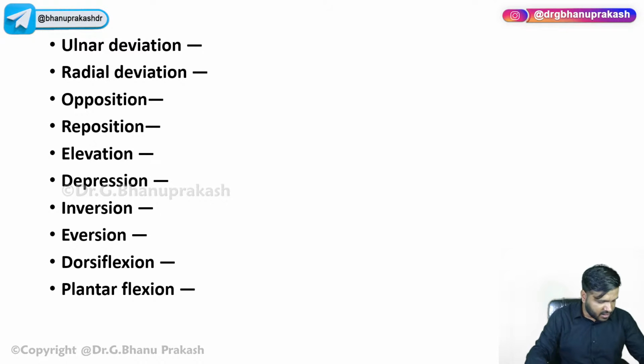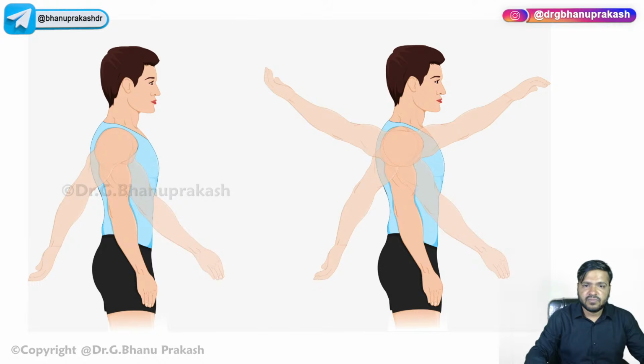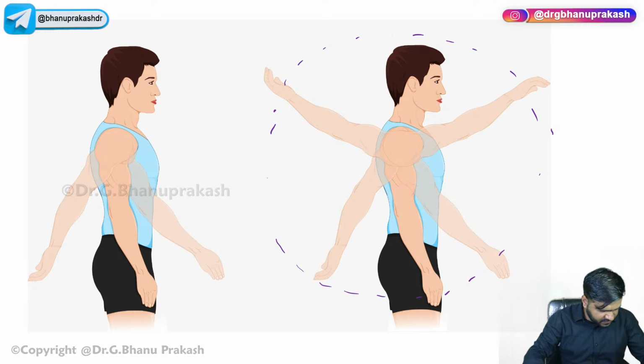Now I'll come to the ulnar and the radial deviation. You can just see, guys, over here also the distal limb is describing a circle. Yes, that is circumduction, right?